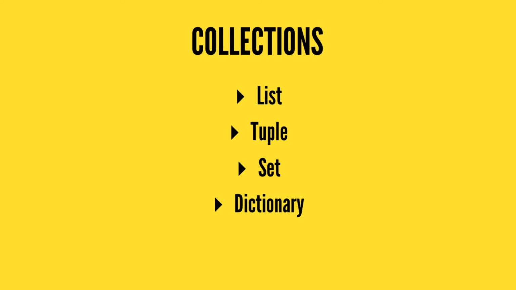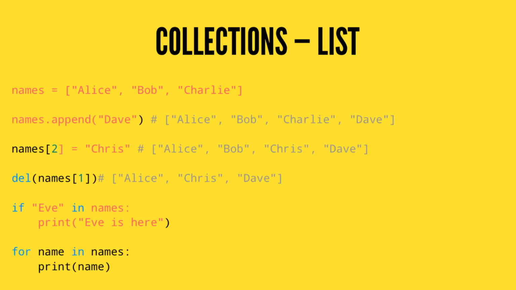Then we looked at our collections. There are different collections of data, and we had a list, a tuple, a set, and a dictionary, but we've focused mostly on lists and dictionaries in this course. So here is everything that we've done to a list. Firstly, we created it by stating the name of the list, names, equals, then using square brackets, and then stating each item in our list. So we have Alice, Bob, and Charlie.